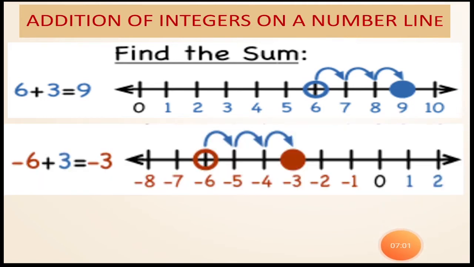Fine. Now see the next example, minus 6 added with 3. Here we are adding one positive integer with one negative integer. So what will we get? We will subtract them, and by subtracting 3 from 6, we get 3. The bigger number is 6 and it has a minus sign in front of it, so the answer will also have a minus sign, as the bigger number has in front of it.